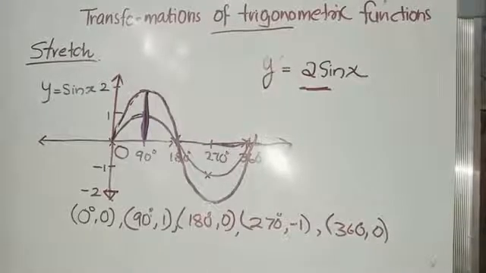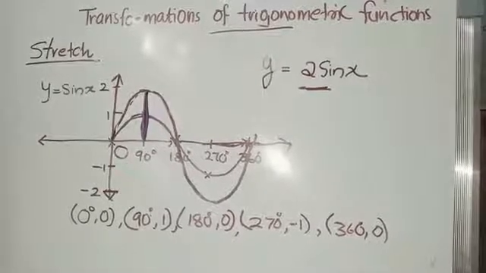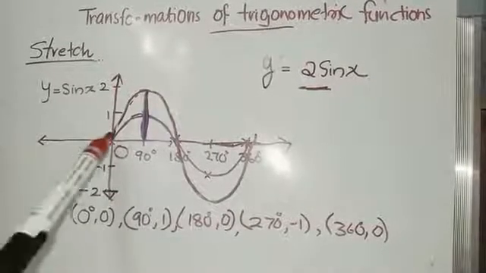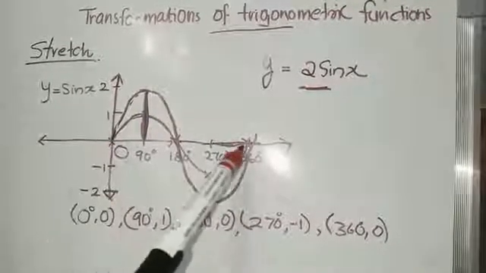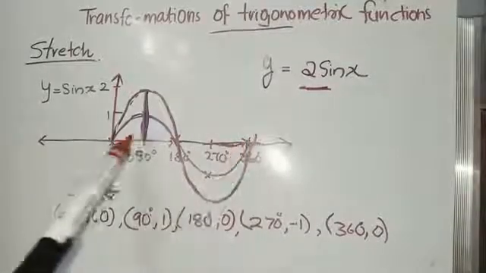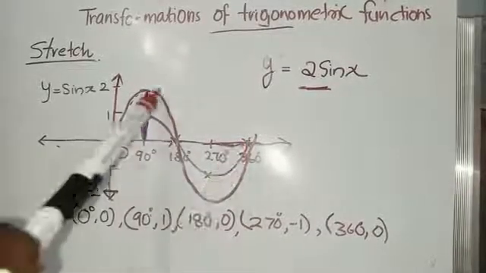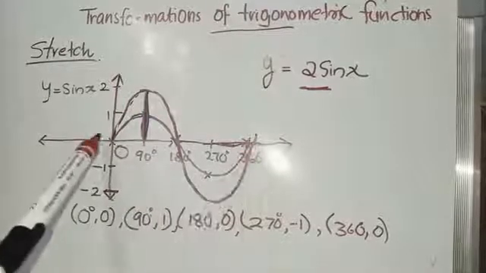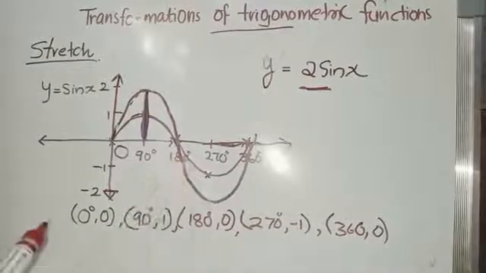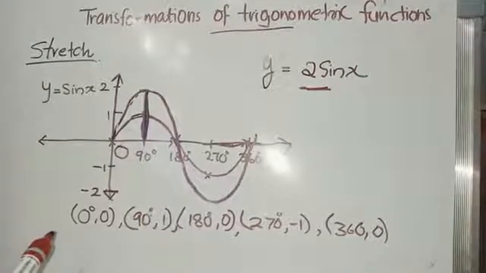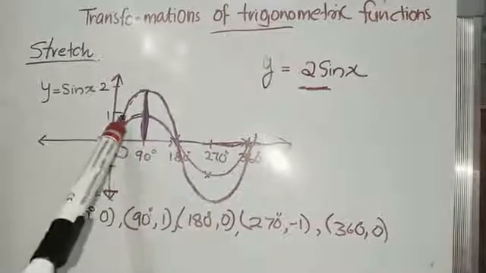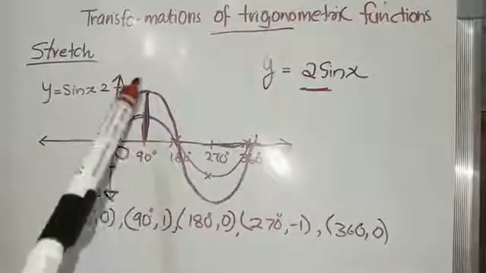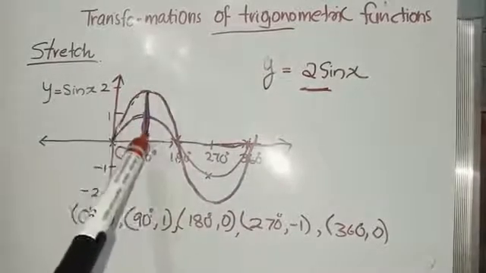And there is no change in the period. Period remains same. You can see the period of this graph is 360 degree, which makes one complete graph. It remains 360 degree for our new transformed graph also. The stretched graph also has the same period. But what happens to the amplitude? The amplitude changes.